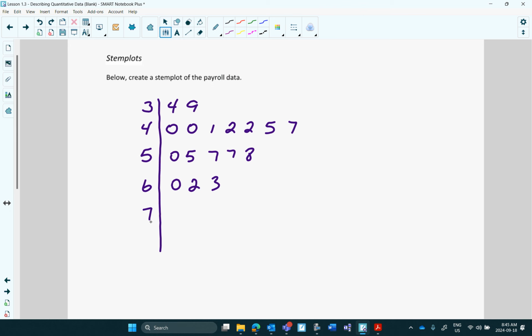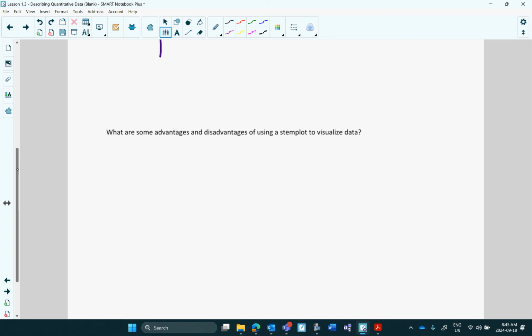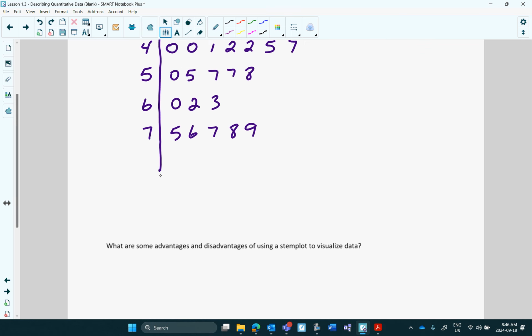In the 70s, 75, 76, 77, 78, 79. In the 80s, there's just one 80 million. In the 90s, there's 93, 95, and 95. The 100 millions, notice I got to put 10 now, and another space. So there's 103 million, 106 million, 108 million.